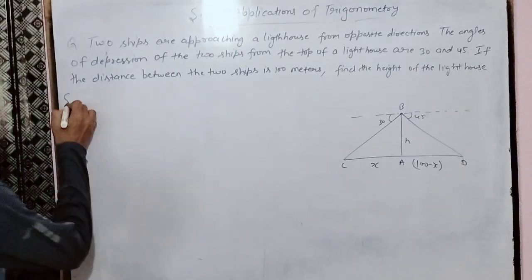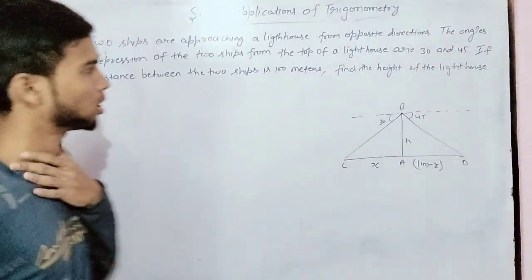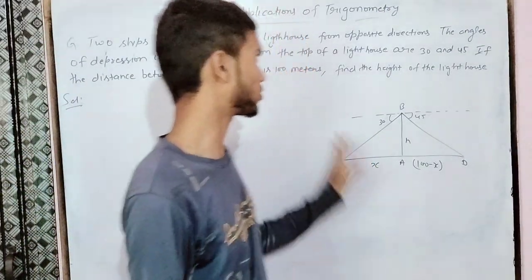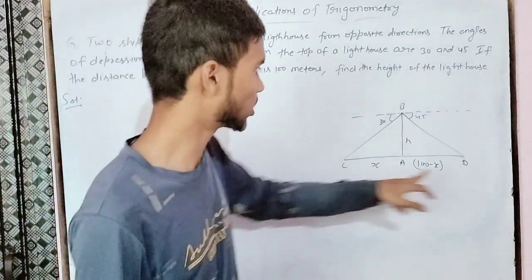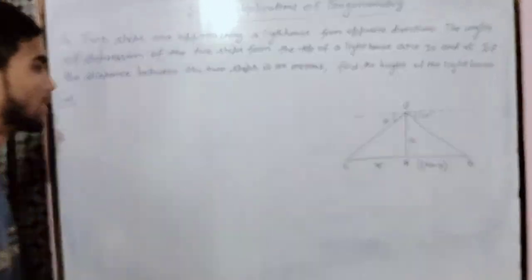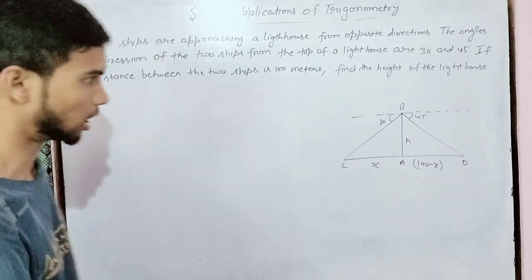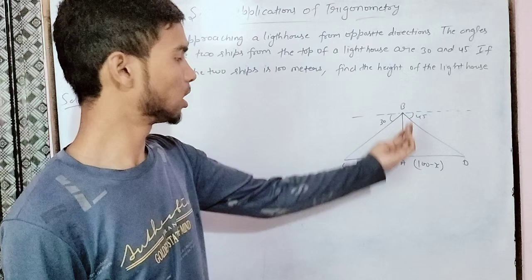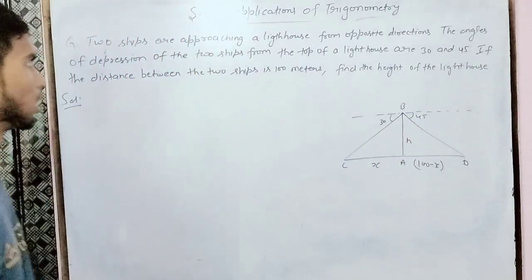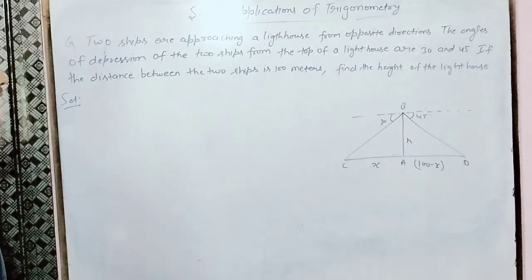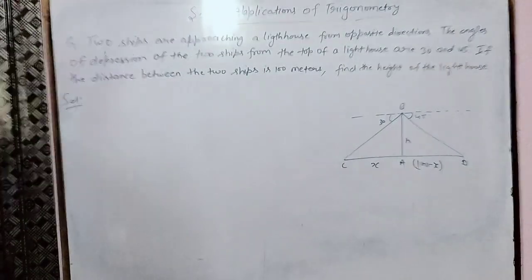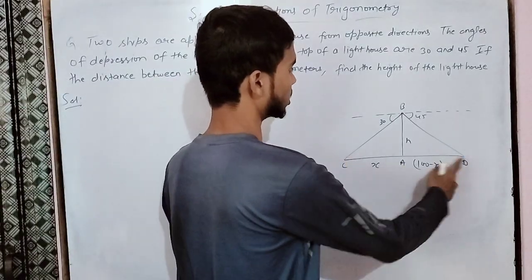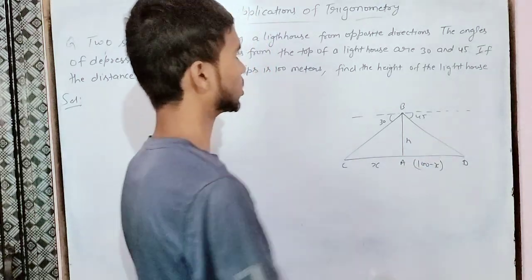So it is saying, you have this given figure. There are two ships, C is one and D is another one. Both ships are approaching the lighthouse. So this AB is a lighthouse. Two ships are approaching a lighthouse from opposite directions, opposite to each other.